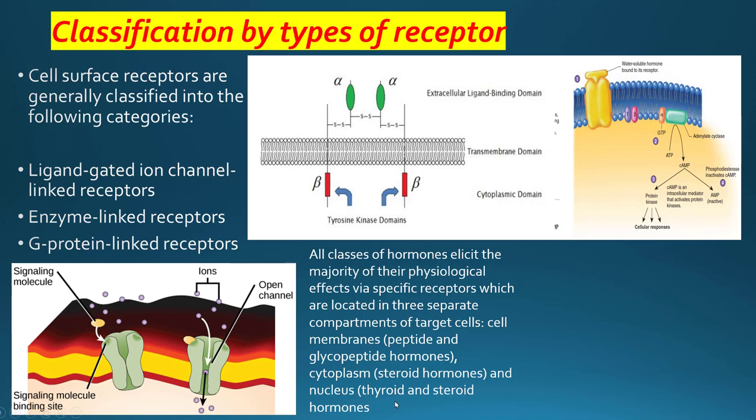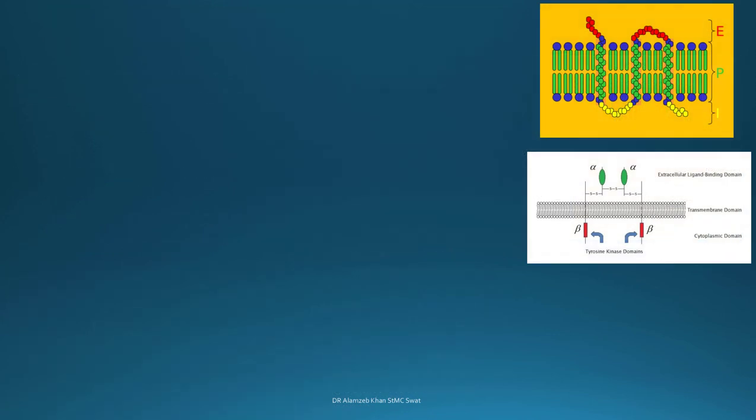Those hormones which act on the receptors present on the surface of the cell are peptide and glycopeptide hormones. Cytoplasmic receptors bind steroid hormones, and nuclear receptors bind thyroid and steroid hormones. The receptors present in the cytoplasm, on which hormones act, are for steroid hormones, and steroid hormones also have receptors in the nucleus of the cell.